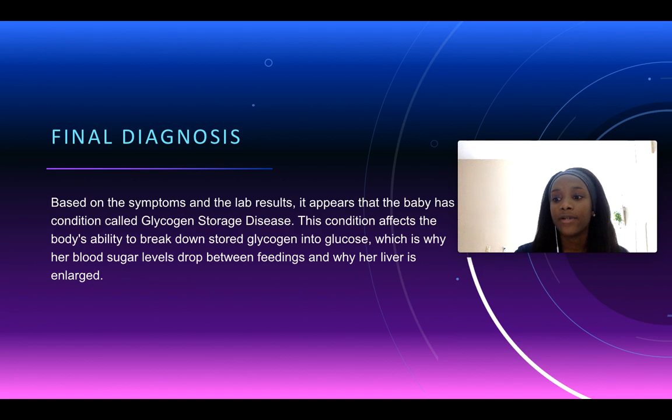So the final diagnosis we would have, based on the symptoms and the lab results, would appear to be glycogen storage disease. This condition affects the body's ability to break down stored glycogen into glucose, which is why her blood sugar levels drop between feedings and why her liver may be enlarged.